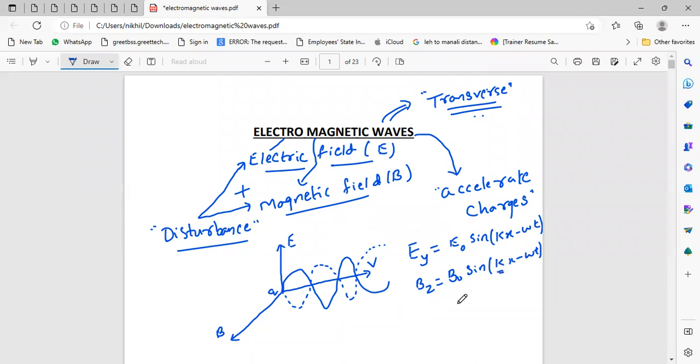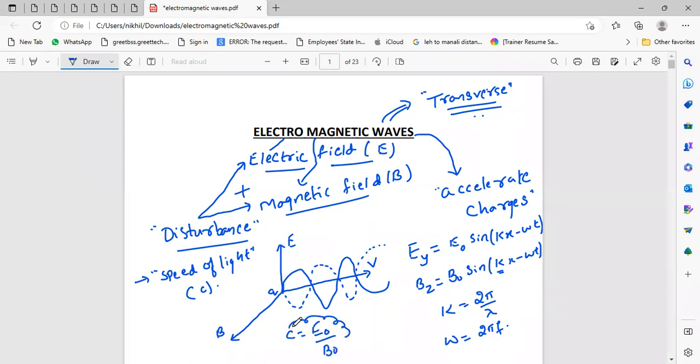You know that k is the propagation constant, given by the formula k equals 2 pi by lambda, and omega is the angular frequency, that is 2 pi f. Whenever these electromagnetic waves are moving, they move with the speed of light. Electromagnetic waves move with the speed of light, with the value c. That c is given by the formula E naught divided by B naught.